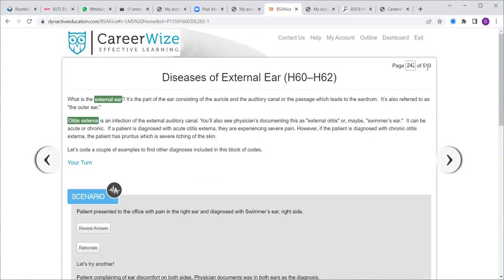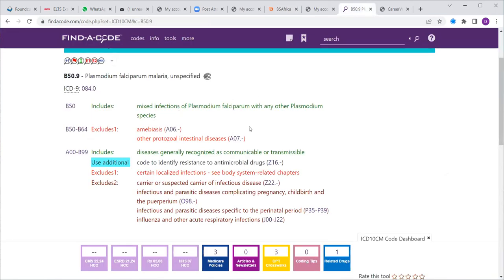Okay, I'm going to walk through all this using the Find the Code software to find the codes. So, over to you.